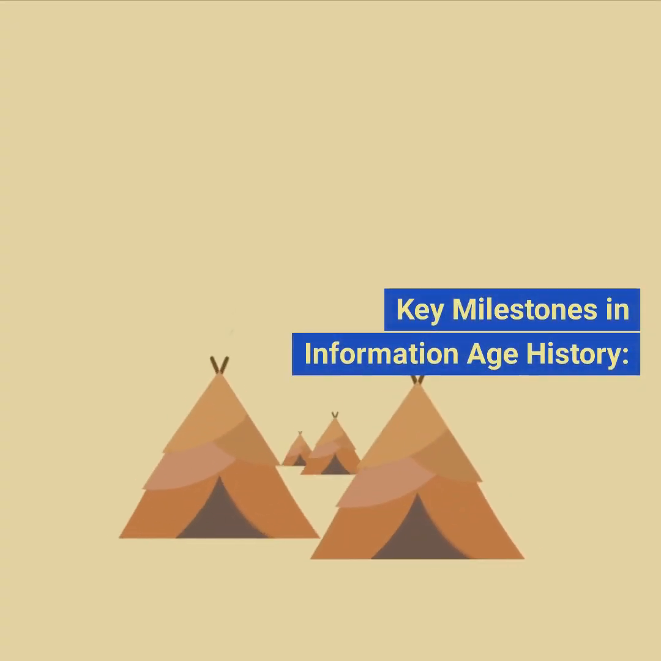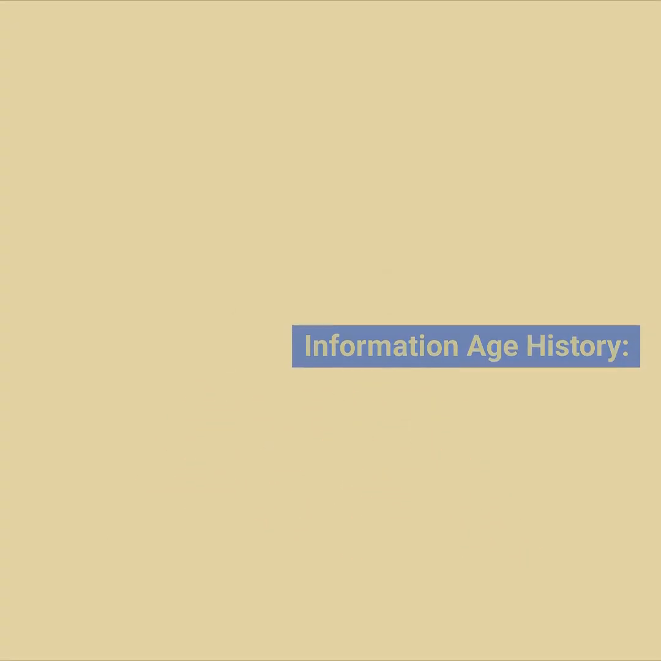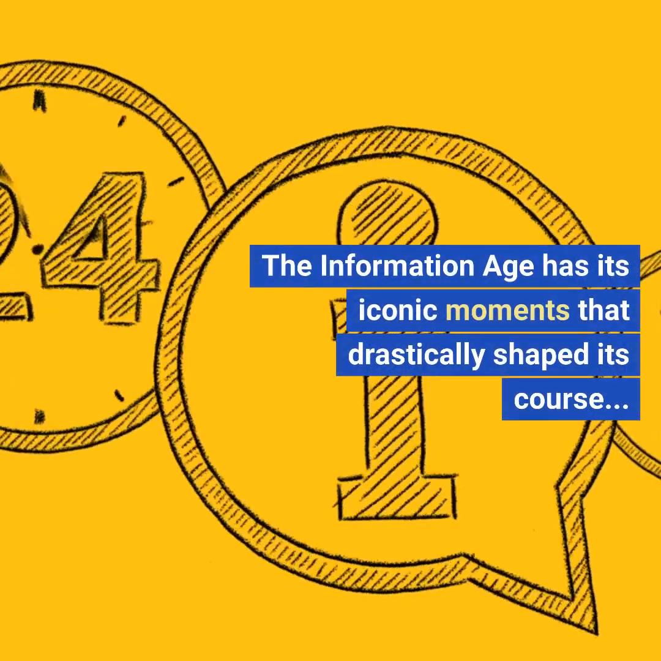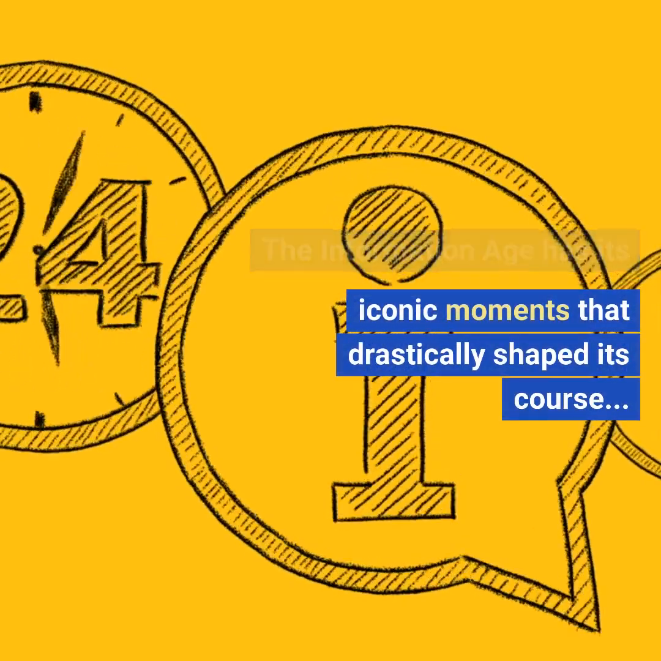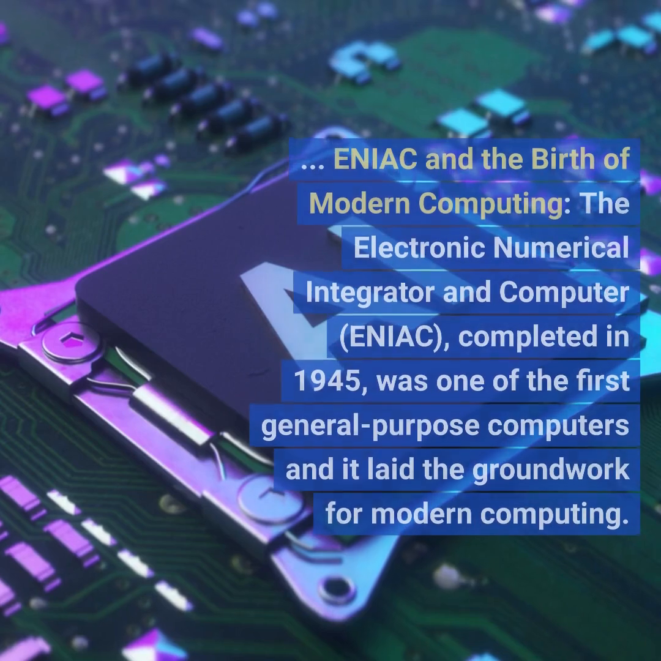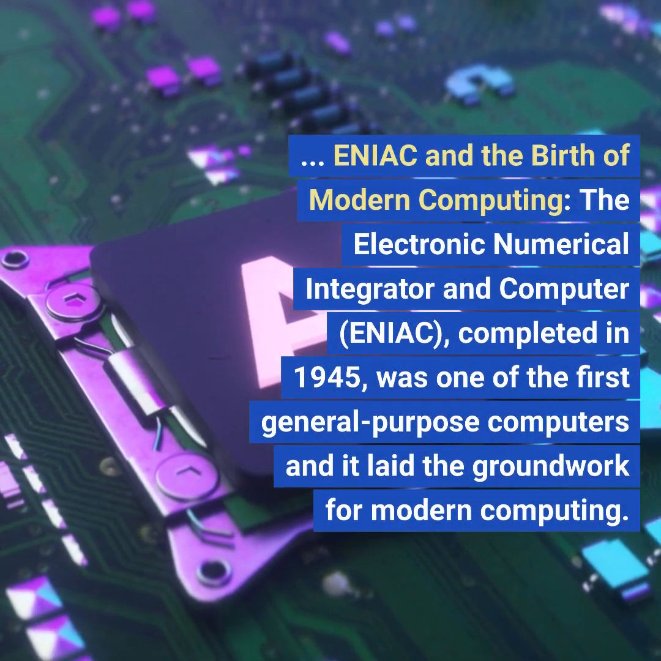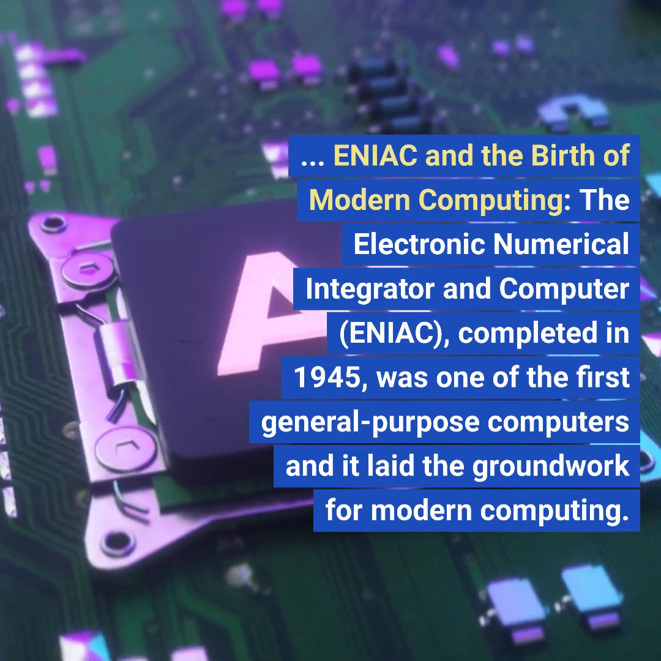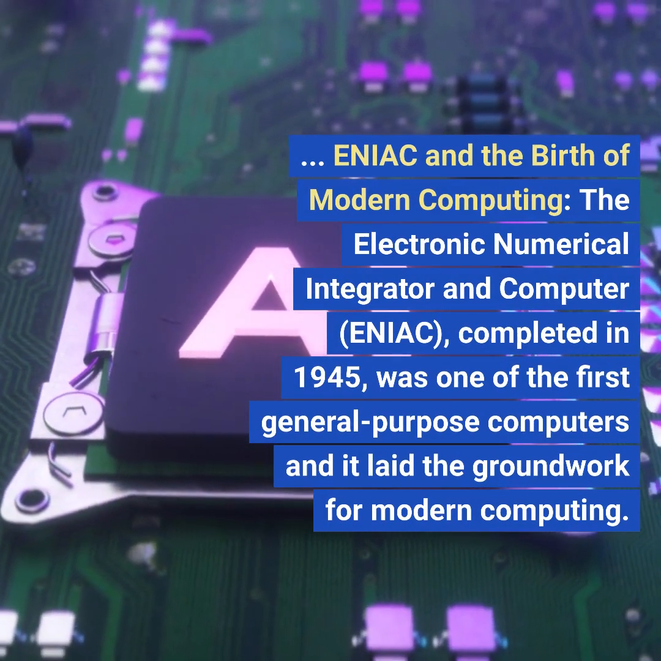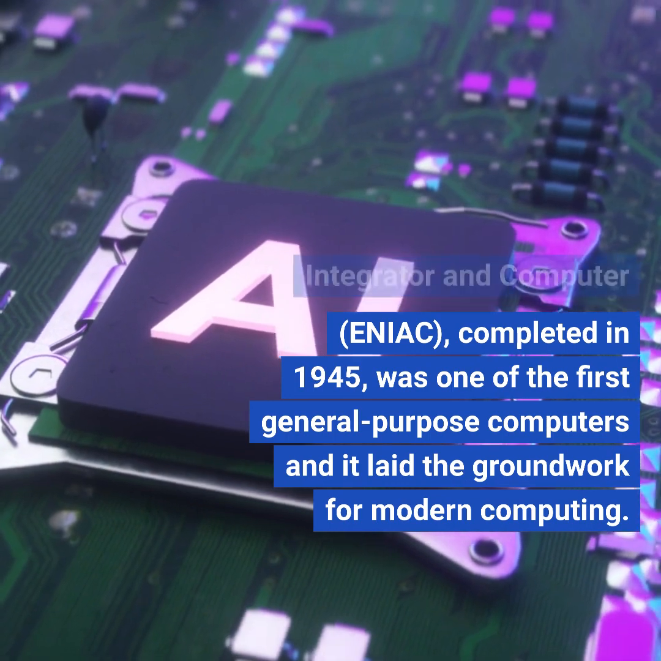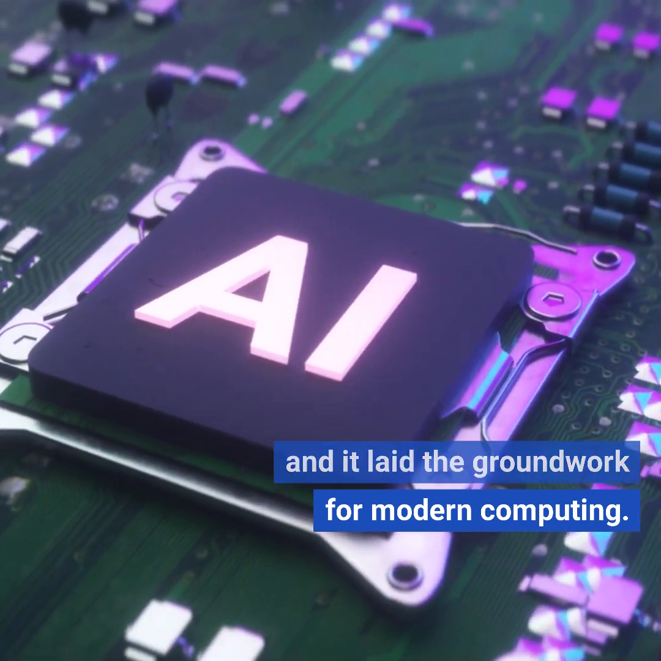Key milestones in information age history. The information age has its iconic moments that drastically shaped its course. ENIAC and the birth of modern computing. The Electronic Numerical Integrator and Computer, ENIAC, completed in 1945, was one of the first general-purpose computers, and it laid the groundwork for modern computing.